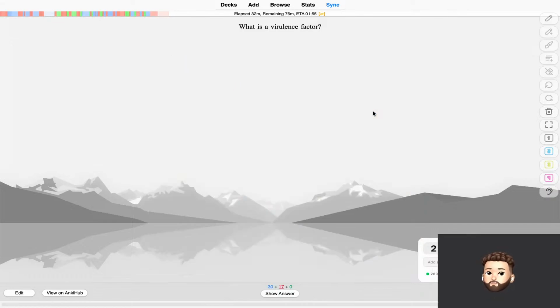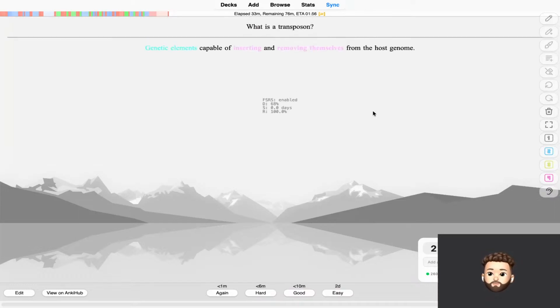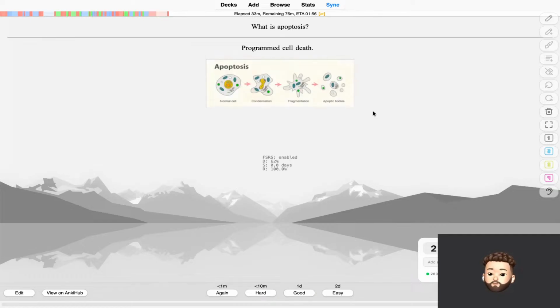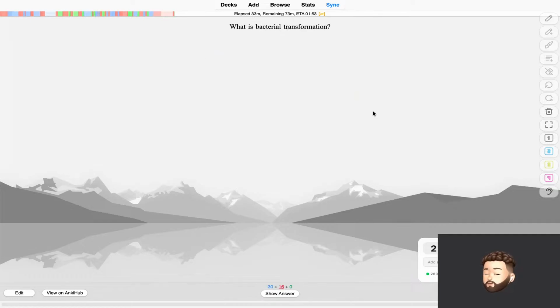What is a virulence factor? Virulence factor is a plasmid that makes a bacterium more pathogenic. What is a transposon? Genetic elements that can remove or insert themselves from the genome. Apoptosis is programmed cell death. Bacterial transformation is when bacteria take in foreign genetic information and integrate it into their own genome.